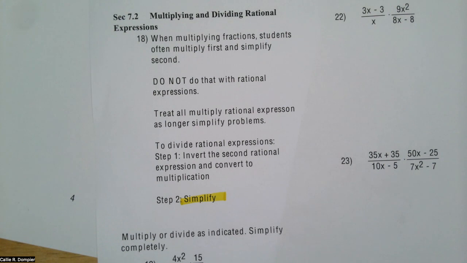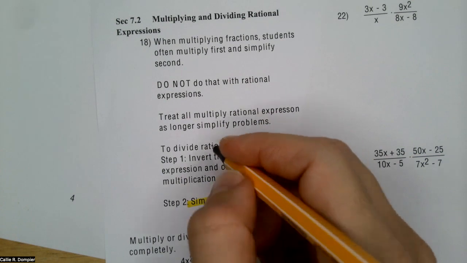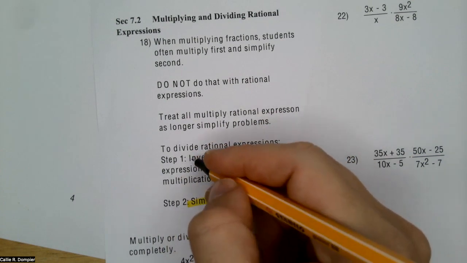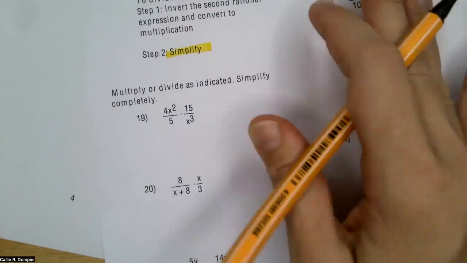All multiplication of rational expressions are just longer simplifying problems. So we want to simplify first before we multiply, just because it might be easier. Divide is not what we're doing, sorry. Step 1 and step 2, we're skipping step 1; that's not for multiplication, that's for division. So we're just focusing on simplifying for multiplying.